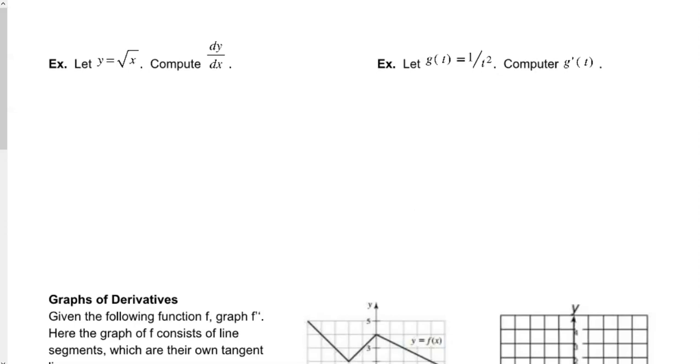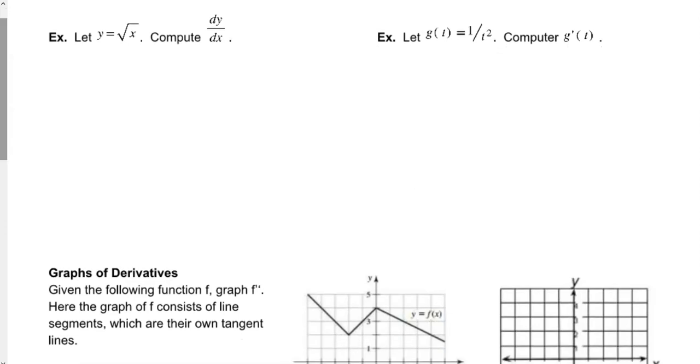So let's go to these next two here. And we want to find what dy over dx is, which again is in terms of x. What is the derivative? So we want to compute that with a limit. So dy over dx is equal to the limit as h goes to 0 of f of x plus h minus f of x all over h. So I need to take the x plus h and throw that into my radical here. So that means I want to do the square root of x plus h minus f of x, which is the square root of x, all over h. So that's just evaluating the difference quotient there.